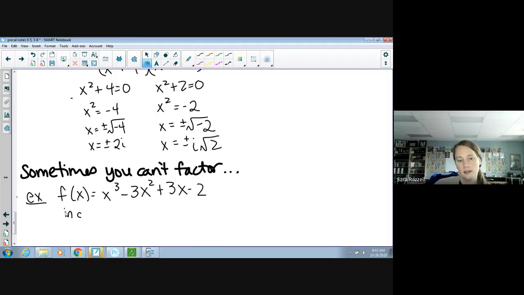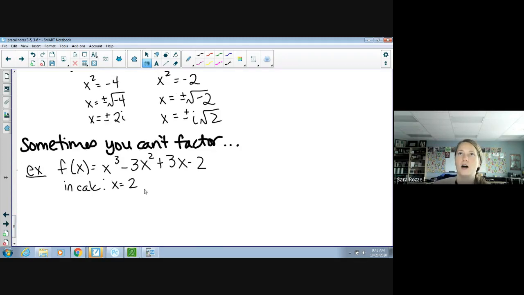Okay. So in your calculator, you can see that one of your roots is x equals 2. So did we find all of them in the calculator? No, you'll never find the imaginary ones in the calculator because they don't have i's in the table. So you'll only find the real parts. So we know that 2 is one of our answers. So what are we going to have to do to find the remaining 2 answers? Synthetic division. Yes, thank you.